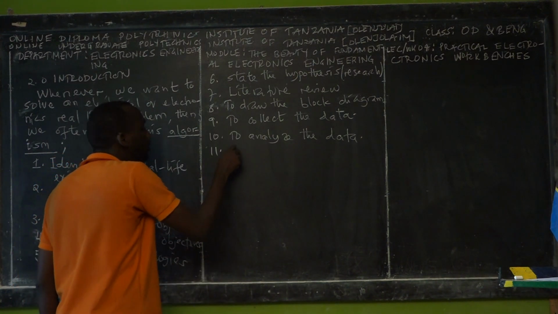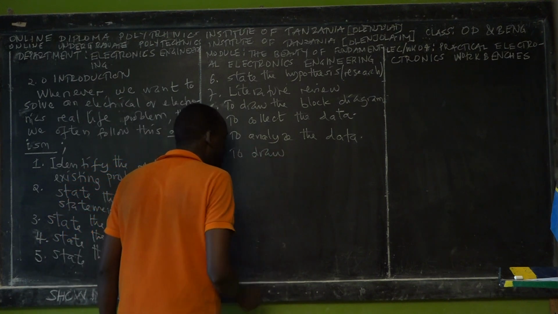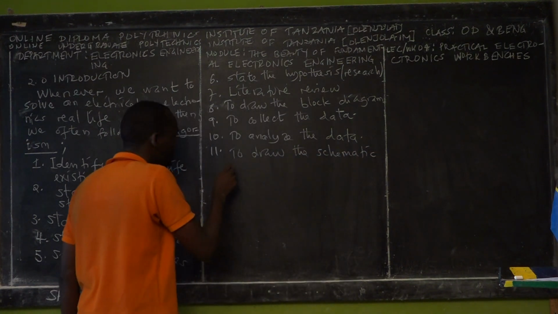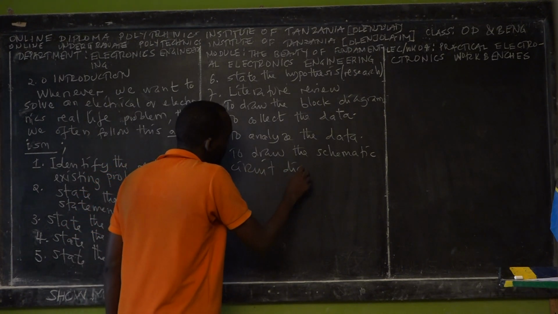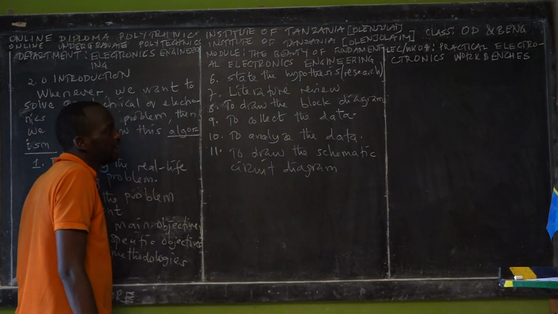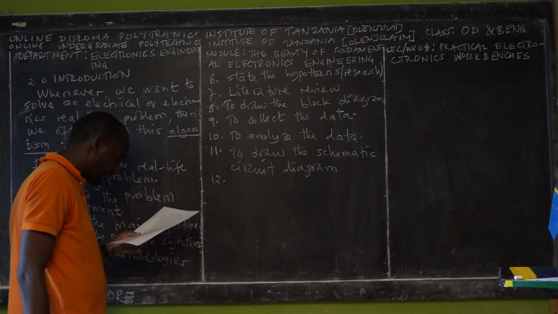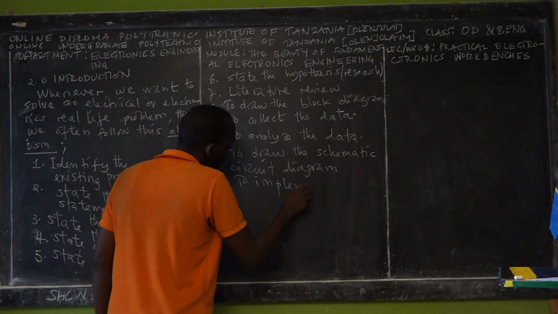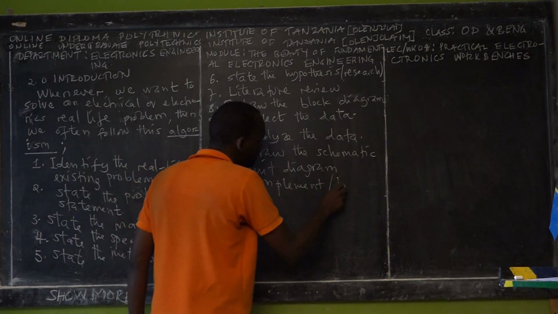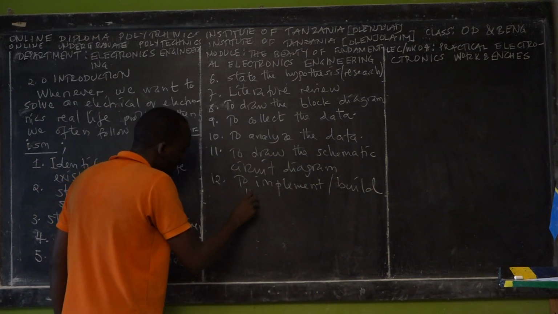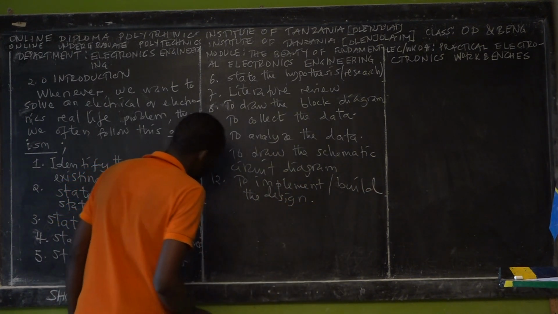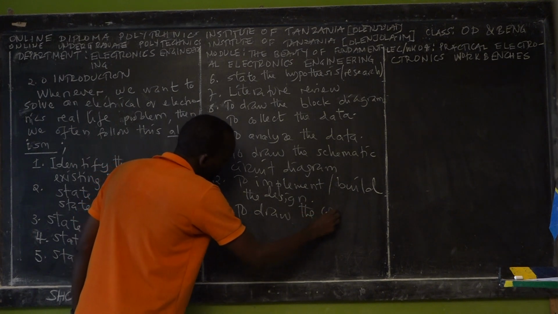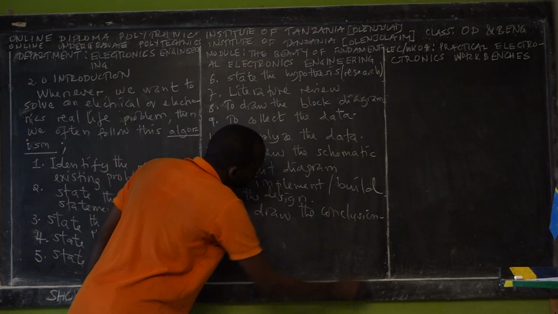So the 10th step now, once you have analyzed the data, then we ask you to draw the schematic circuit diagram. This is the detail of the block diagram. The 12th step now, once you draw the schematic circuit diagram, you have to implement or build the design. Then the 13th step, you have to draw the conclusion, whether you got the result that you have been expecting or not.